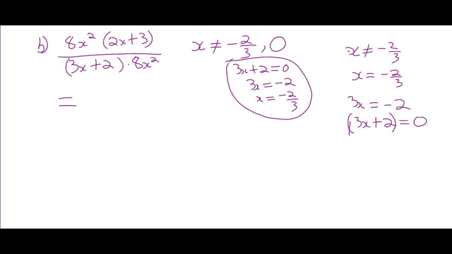What is it? That's it. 2x plus 3 over 3x plus 2. You got it.